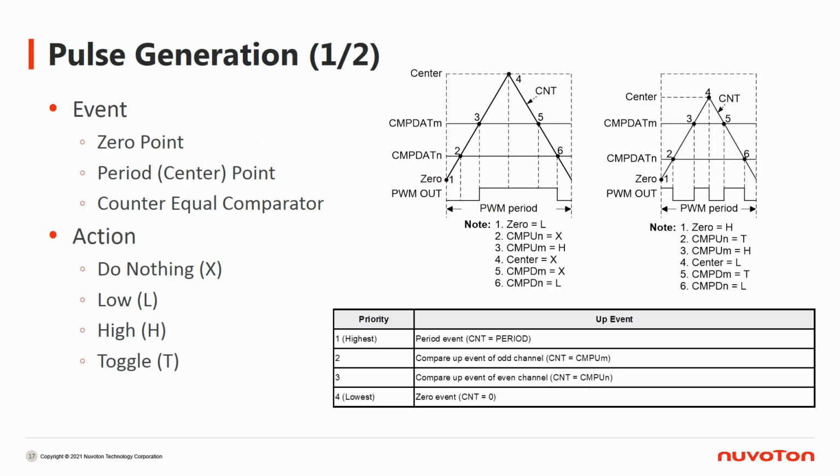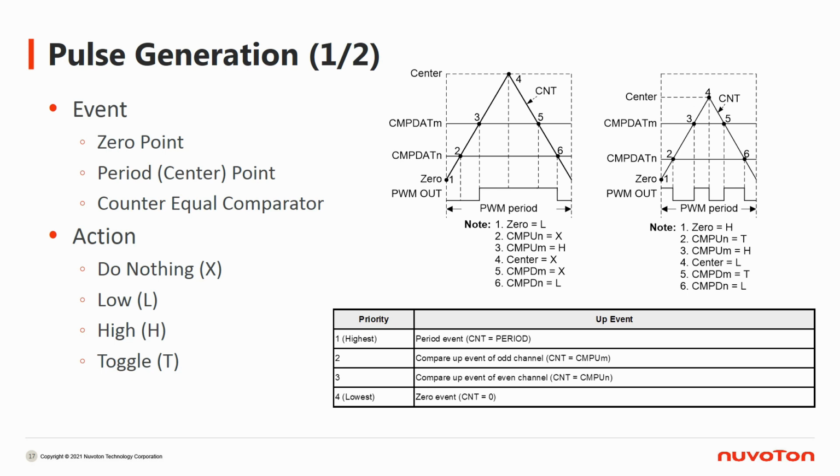We can generate PWM modulating signals by setting an action when a specific event happens. Therefore, there is a mapping between events and actions that we have to set for generating a PWM pulse. The events could be when the zero point is reached, when the period or center point is reached, or when the counter equals the comparator. The corresponding actions could be X, meaning do nothing; L means output low signal; H means output high signal; T means to toggle the signal.